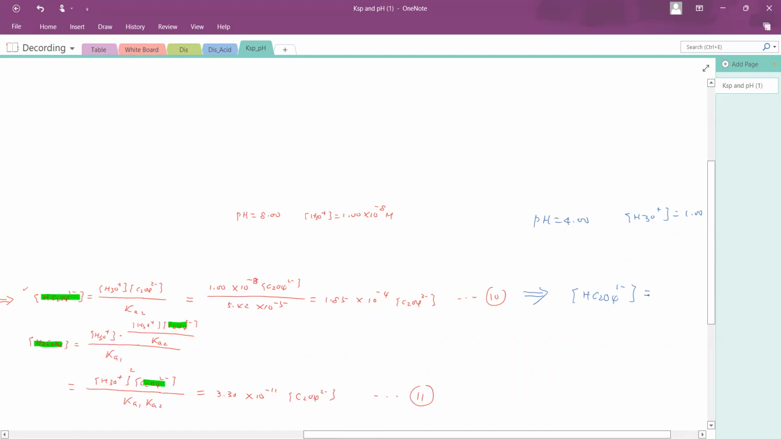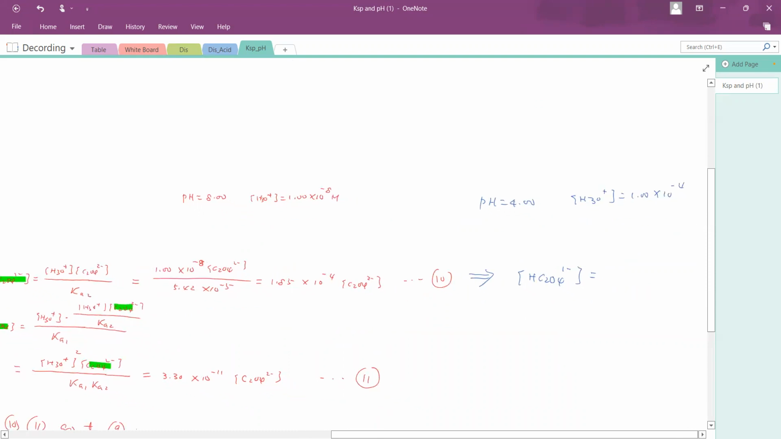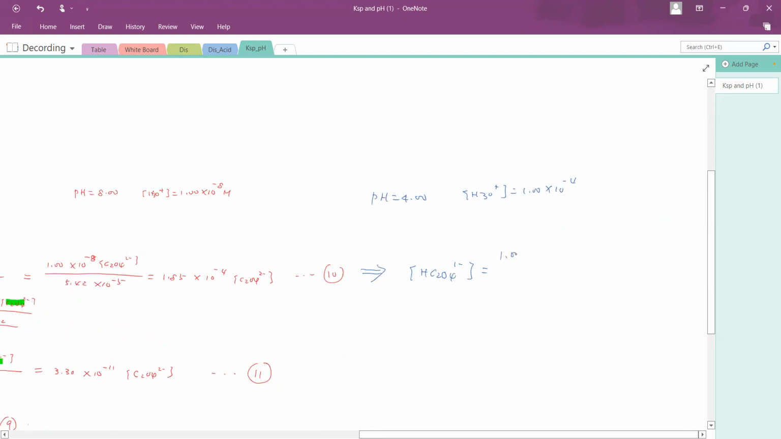The same way to do that, you only change it to 1.00 times minus 4, C2O4, and 5.42 times minus 5. Right? Did you see? Now what do we have? You do the math, you will get 1.85.